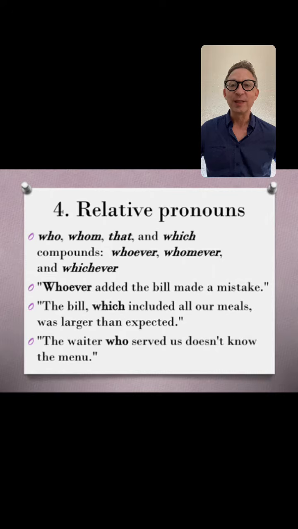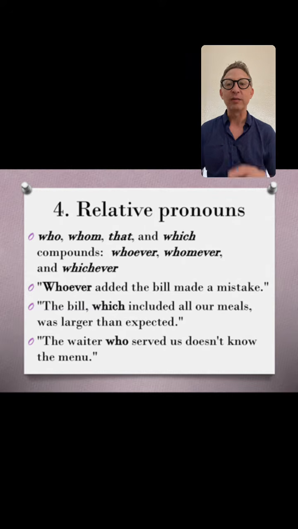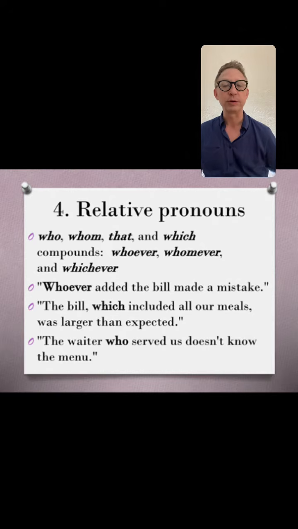All right. The bill, which included all our meals, was larger than expected. And finally, the relative pronoun with who: the waiter who served us doesn't know the menu. Now, there should be a comma after us. For those of you grammar gurus, I have omitted a comma, which I'm going to put in now. All right, there's a comma after us.